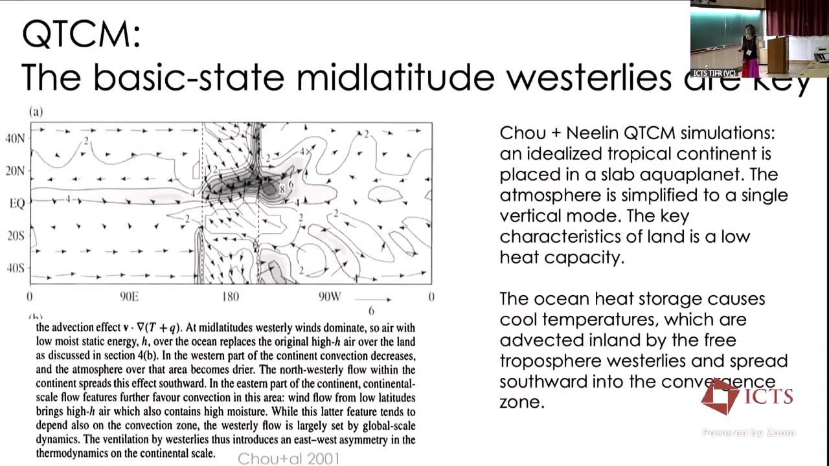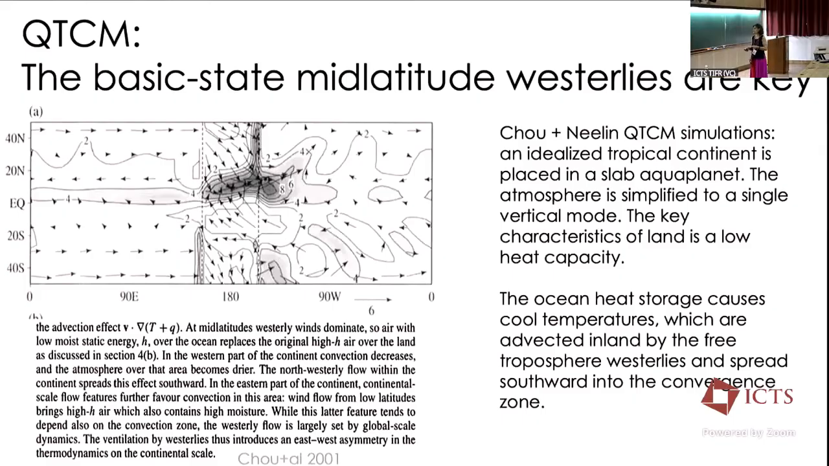It's meant to really be representing the tropics. It represents the atmosphere with one vertical mode, and has the convection in quasi-equilibrium with the environment. As we did in TRACMIP, they put that heat capacity, and they find that the ventilation gives them a response that is not too dissimilar from what we get, with the west coast of the continent being drier than the east coast of the continent.